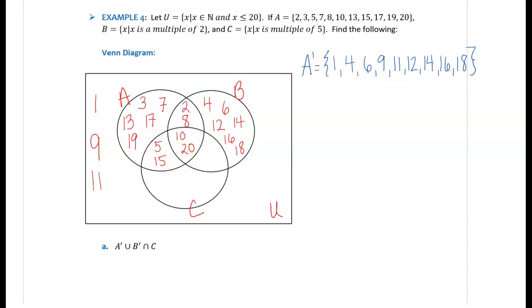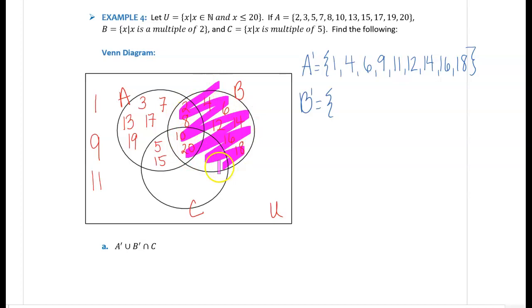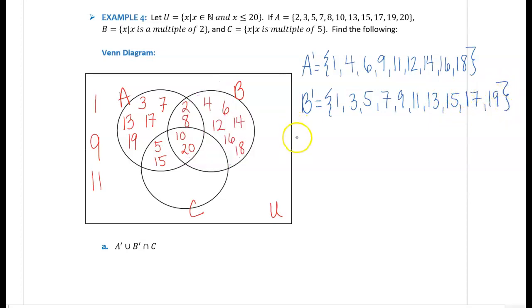Now we need to find B prime, or the complement of B. Whichever way you feel comfortable. So for us, that would be 1, 3, 5, 7, 9, 11, 13, 15, 17, and 19.